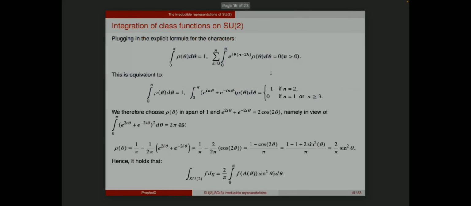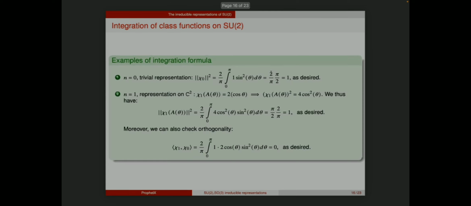So now we have a notion of integration of class functions on SU2. And now given this integration, I want to give you some examples to see the full power of this integration formula. So the norm of the character of the zeroth irreducible representation is simply 1, just by having this formula. It's very easy to check that this integral is 1. For n equals 1, we had the representation on C squared, but recall that the character was 2 cos theta. We computed that already before.